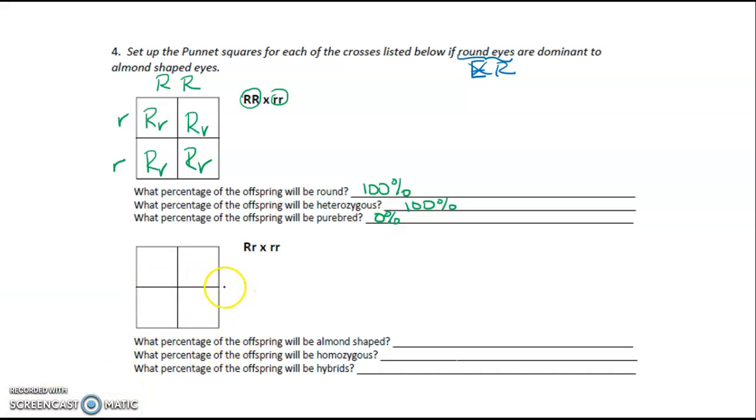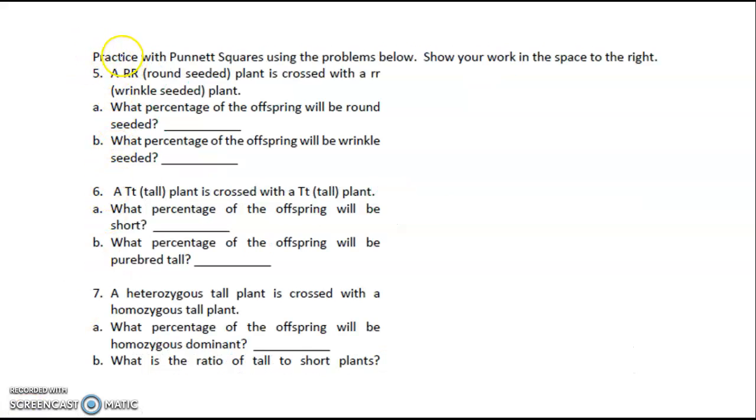And you do the same for the next one, for capital R, lowercase r. This one's going to be a little bit different. Okay, and let me know if you have any questions. I think you have several of these as well. And then from 5 to like 12, or maybe it's 14, it says practice with Punnett squares using the problems below. Show your work in this space to the right.